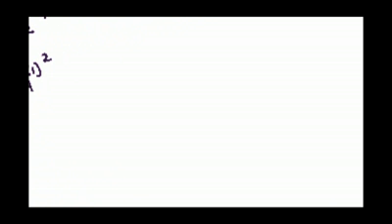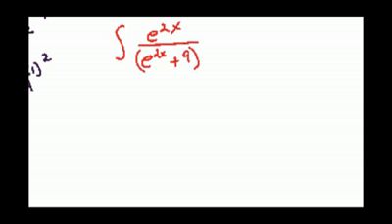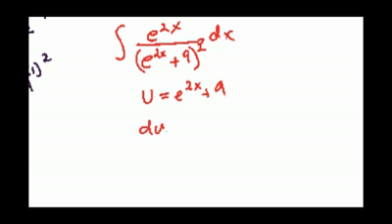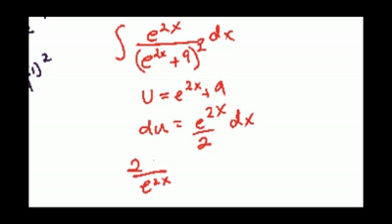I'm going to try to squeeze another quick one in. This one is if you have two e's. If you have two e's, you want to let u equal the more complicated one. So here we'll make this one cubed. u equals e to the 2x plus 9. du equals e to the 2x over 2 dx, multiplied by the reciprocal on both sides to get dx by itself. I'm going kind of fast here, hopefully you're keeping up.